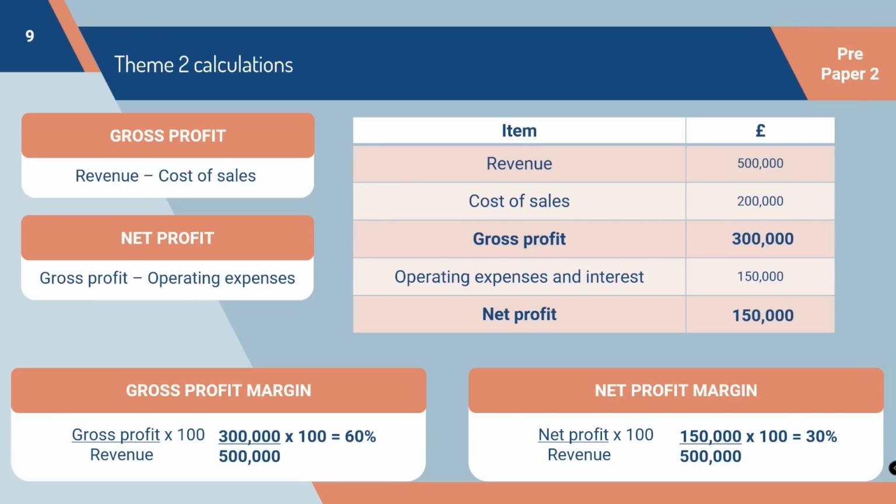The net profit is after we've paid off all of our costs. So this is 30%, which means that we have kept 30% of our revenue after taking away all those costs.